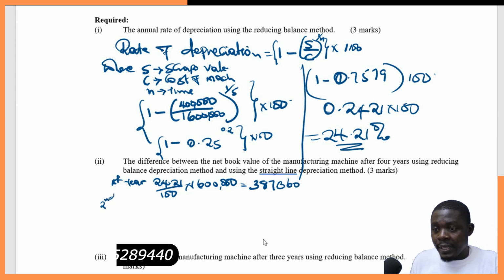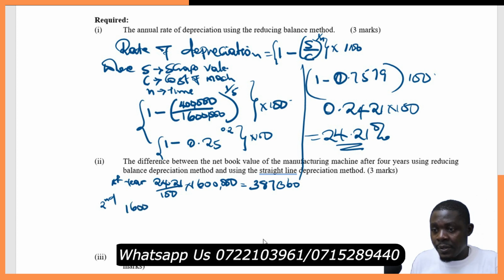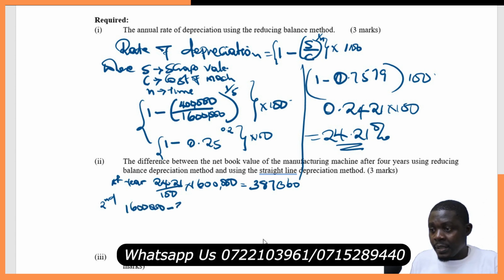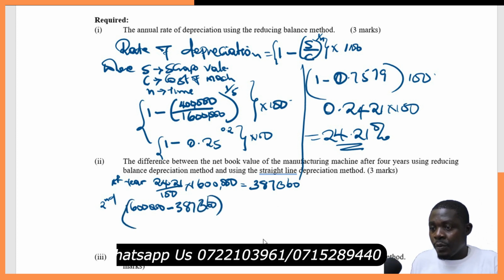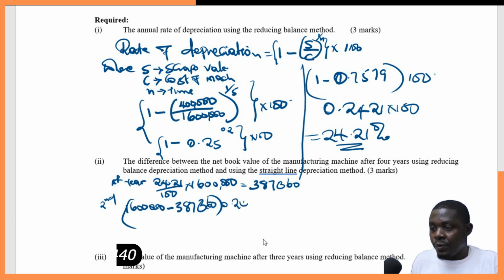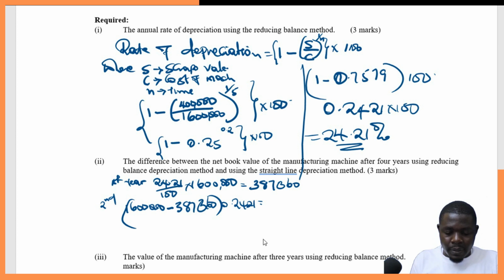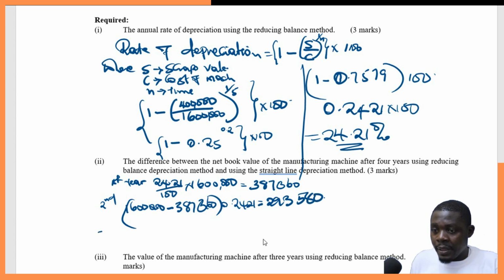The cost of the second year is going to be 1,600,000 minus 387,360. This one we are multiplying by 0.2421. Depreciation for the second year was 293,580.